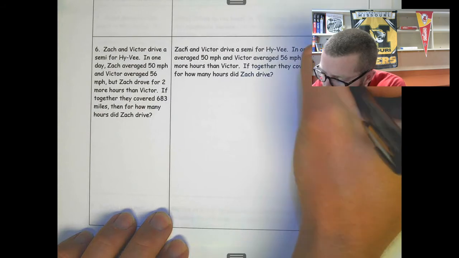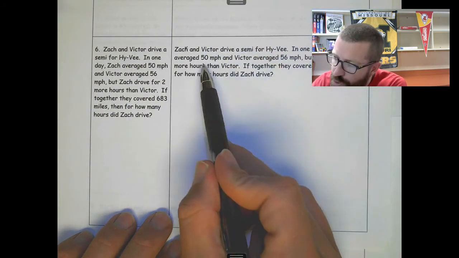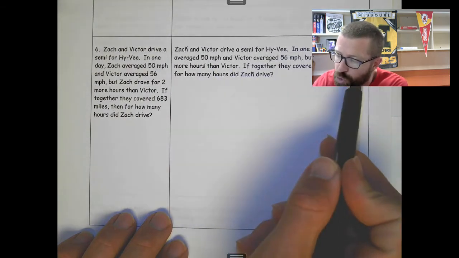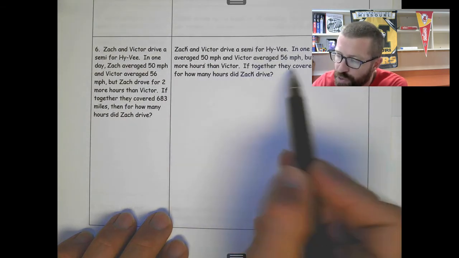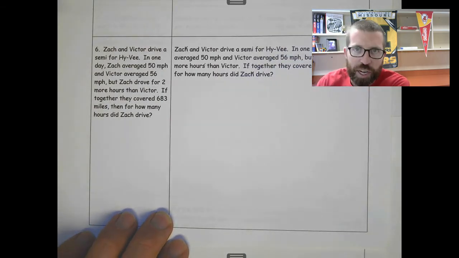So Zach and Victor drive a semi for Hy-Vee, and one day Zach, by the way, Zach is with a K, so we'll go ahead and correct that, averaged 50 miles per hour, and Victor averaged 56 miles per hour, but Zach drove 2 more hours than Victor. If together they covered 683 miles, then how many hours did Zach drive?